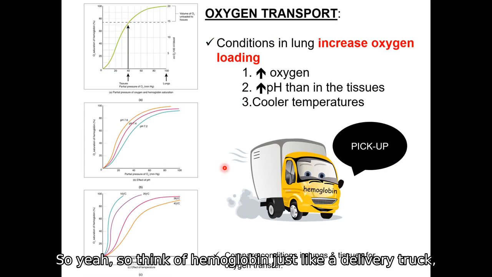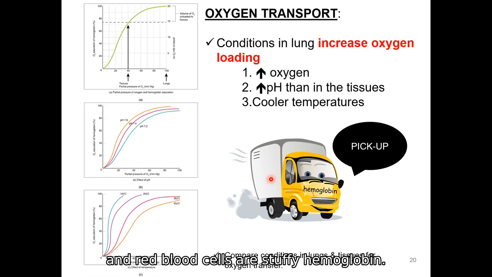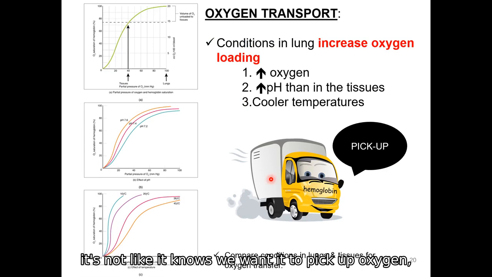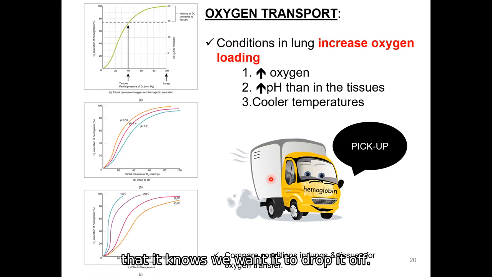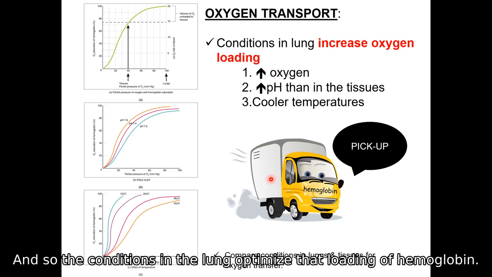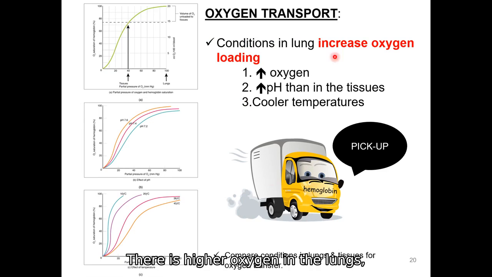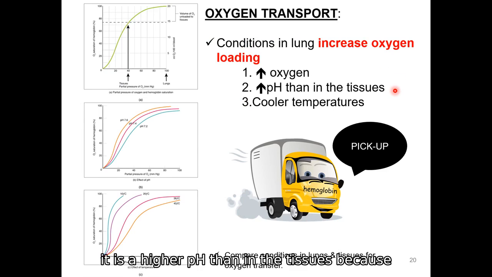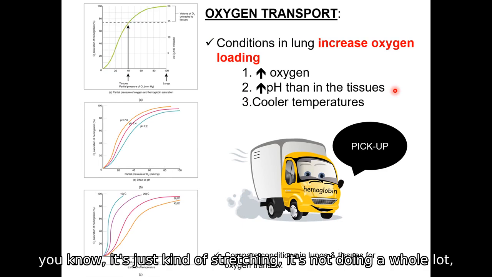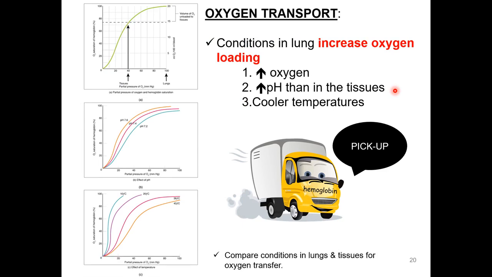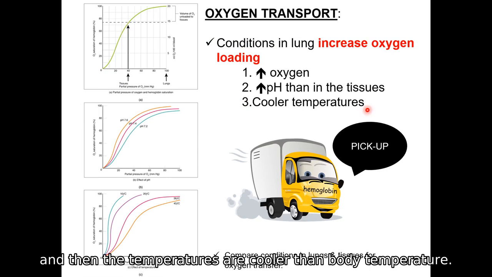So think of hemoglobin just like a delivery truck. And red blood cells are stuffed full of hemoglobin. This isn't magic though, it's just chemistry. It's not like it knows we want it to pick up oxygen, that it knows we want it to drop it off. And so the conditions in the lung optimize that loading of hemoglobin. There is higher oxygen in the lungs. It is a higher pH than in the tissues because lung tissue isn't really doing a whole lot, it's just kind of stretching. And then the temperatures are cooler than body temperature.